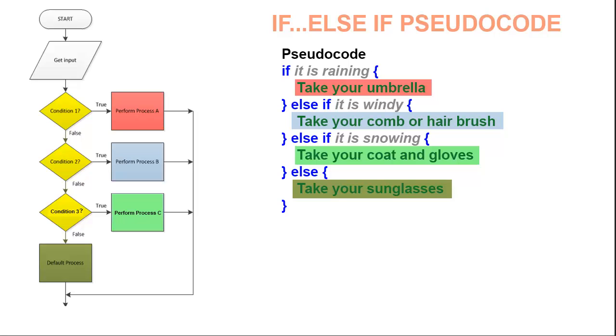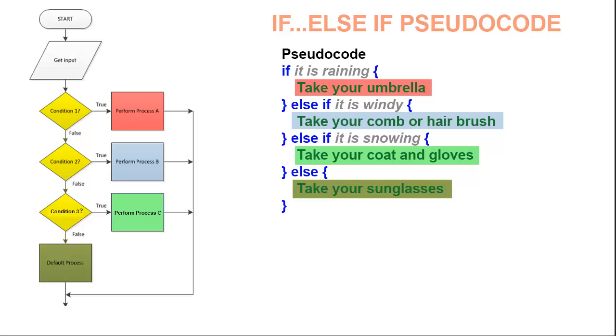So here's another example. Here I've got 3. The first condition is we're asking if it's raining. If it is, we're going to tell the user to take their umbrella. If it's not raining, we're going to check to see if it's windy. And if it's windy, we're going to tell them to take their comb or hairbrush. If it's not raining or windy, we're going to check to see if it's snowing. And if it's snowing, we're going to tell them to take their coat and gloves. Else, our default process here is going to be, it must be sunny out then, and we'll tell them to take their sunglasses.